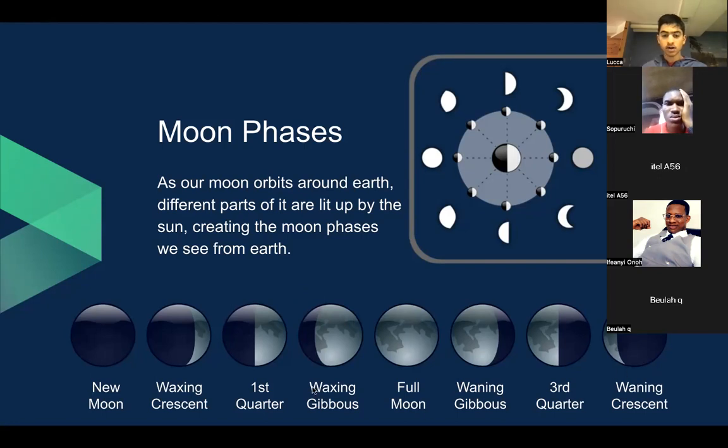And as you can see in the bottom here, these are all the phases and their shapes and the names of the phases. So it starts with a new moon, then goes to the waxing crescent, first quarter, which is also a half moon, and then waxing gibbous, full moon, waning gibbous, third quarter, and then finally waning crescent.